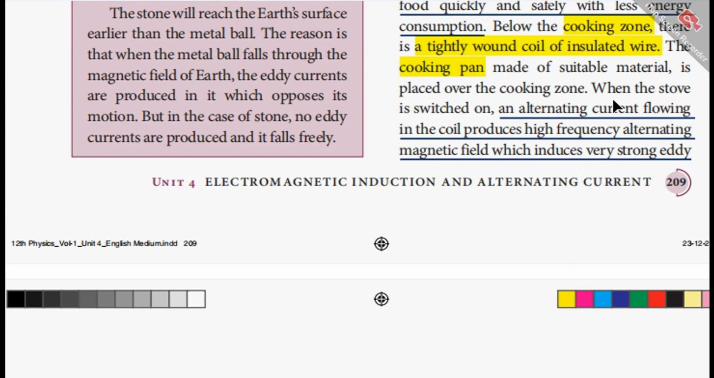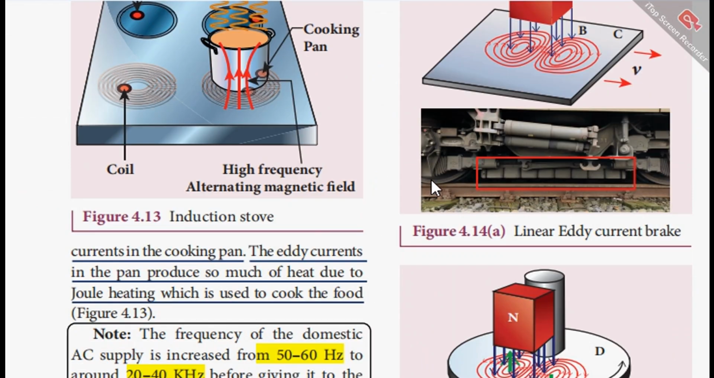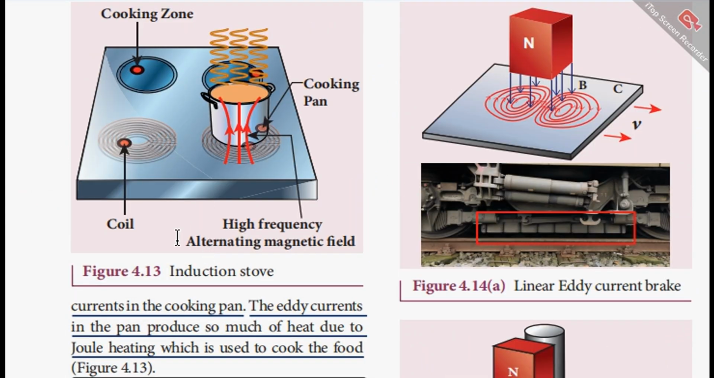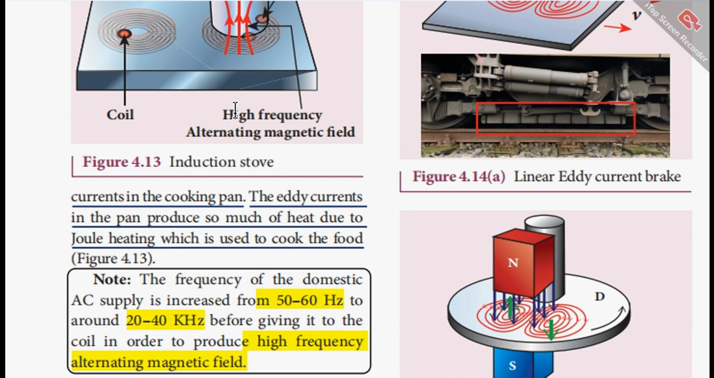When the stove is switched on, an alternating current flowing in the coil produces a high frequency alternating magnetic field, which induces very strong eddy currents in the cooking pan. The eddy currents in the pan produce so much heat due to Joule heating, which is used to cook the food very quickly. That is shown in this figure.